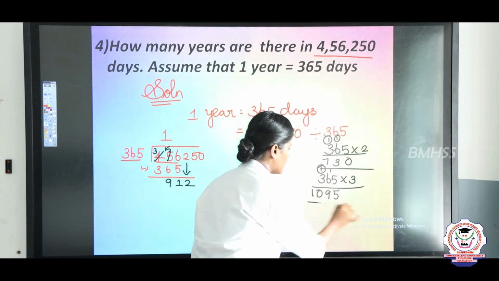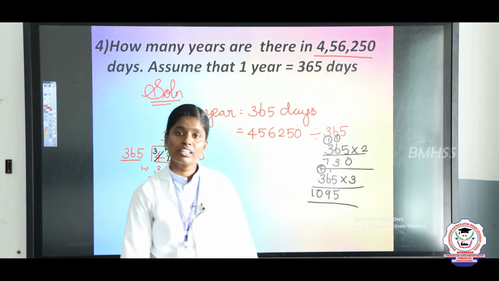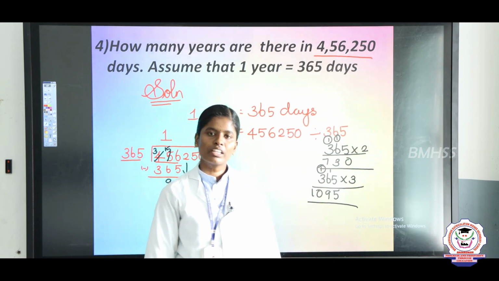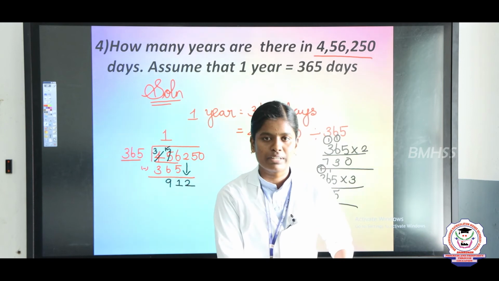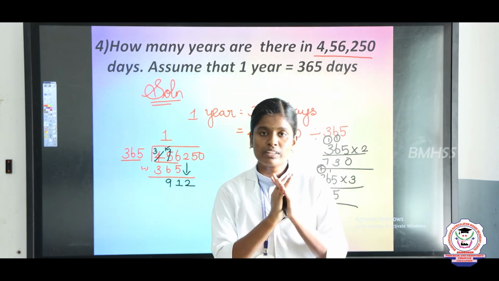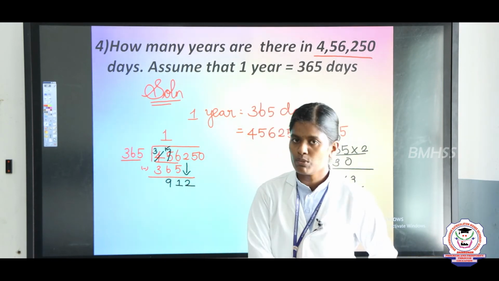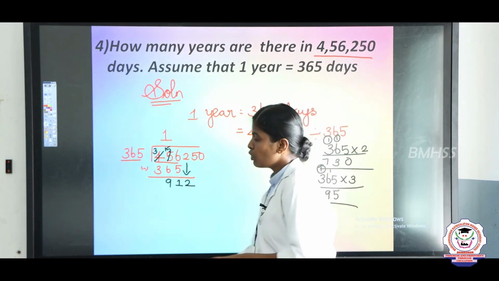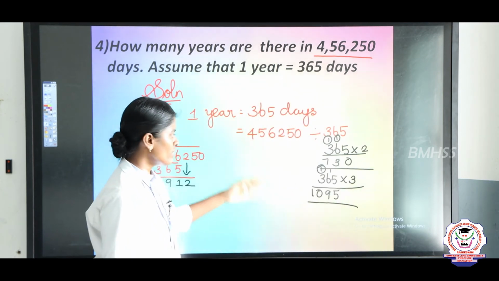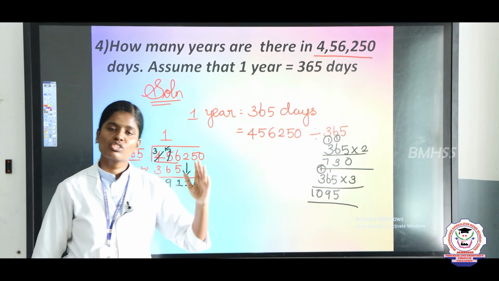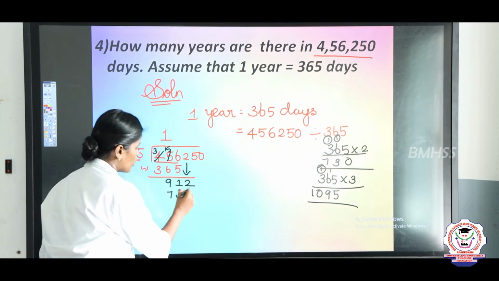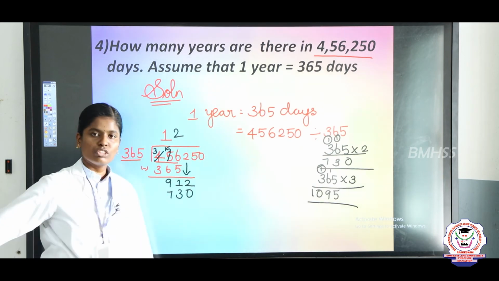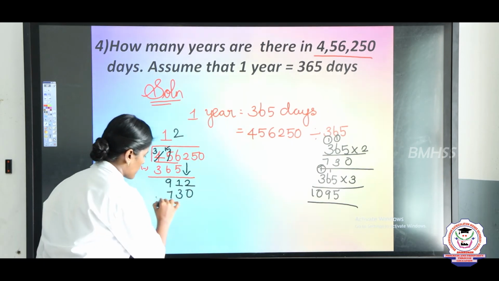So we will take 1095 or 730? 730. Why? Because division is repeated subtraction. While subtracting, first we write the greatest number, then we write the smaller number. So compared to 912, 730 is the smaller number. So we are going to write 730. How many times? 2 times. Next you are going to subtract this.